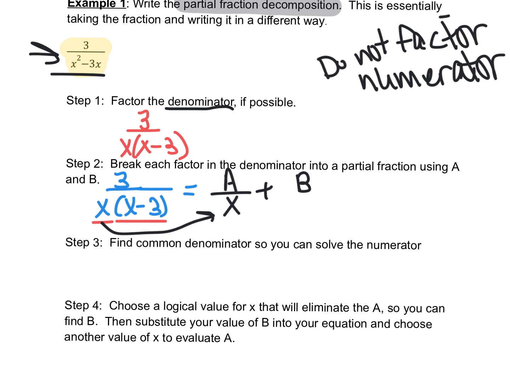We're going to figure out what a and b are in just a minute, and then we put our second factor here. So we're taking that one fraction and breaking it apart into 2 pieces. If there were 3 factors in the denominator, we'd break it apart into 3 pieces. So step 2, we broke it apart.